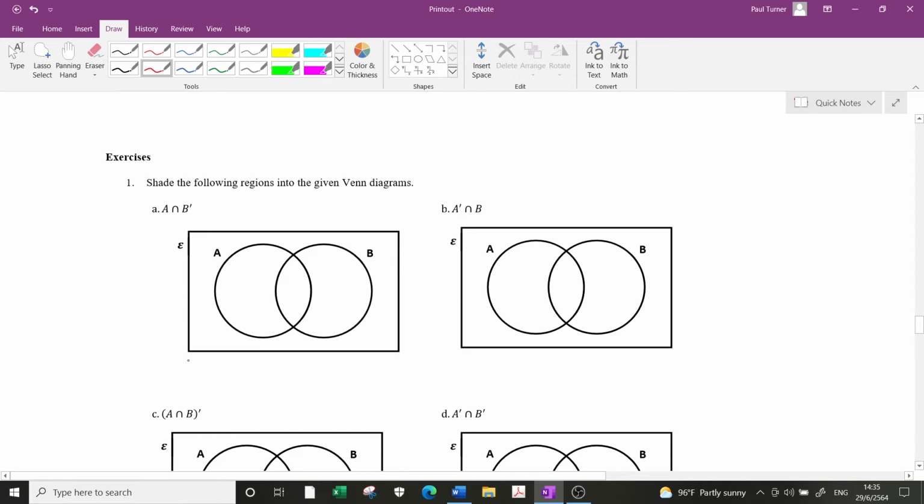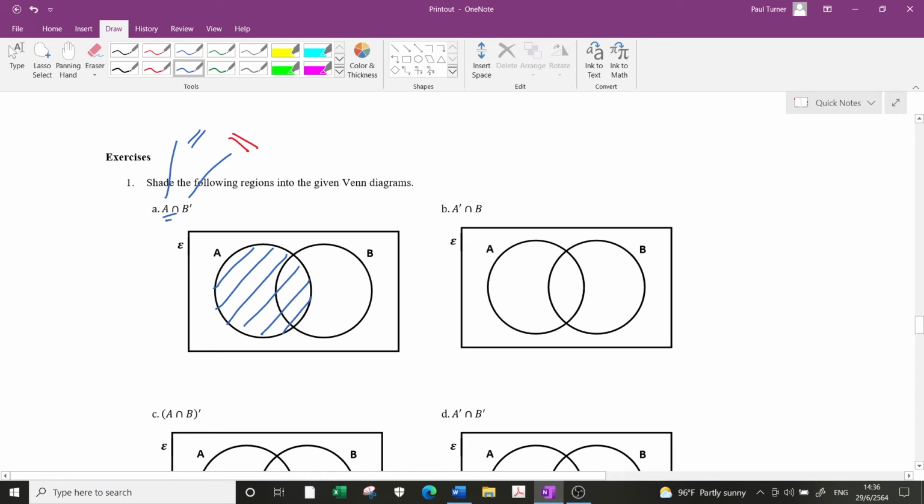There's a few exercises to do. Okay, we can do one together. We need to shade the following regions in the given Venn diagrams. So look at what you have. You have A. So I recommend when you do this, use one color and go this way. When you do the other one, use a different color and go that way. So for set A, where is set A? Everywhere, including the bit that's in B.